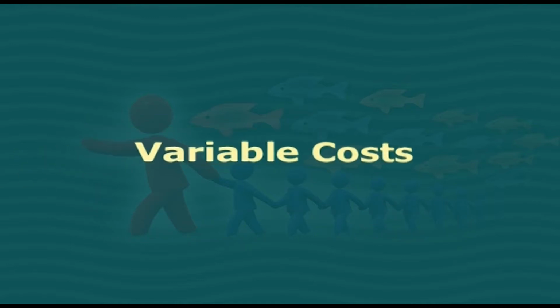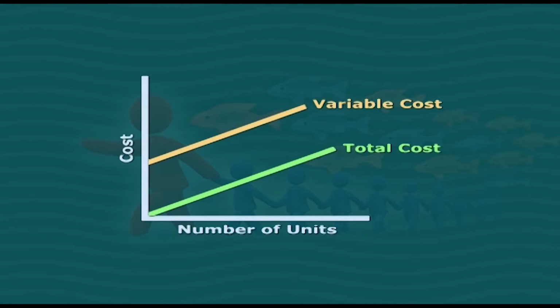Now the second is variable cost. Friends, variable costs change in direct proportion to the level of production. This means that total variable cost increases when more units are produced and decreases when fewer units are produced. Although variable in total, these costs are constant per unit.